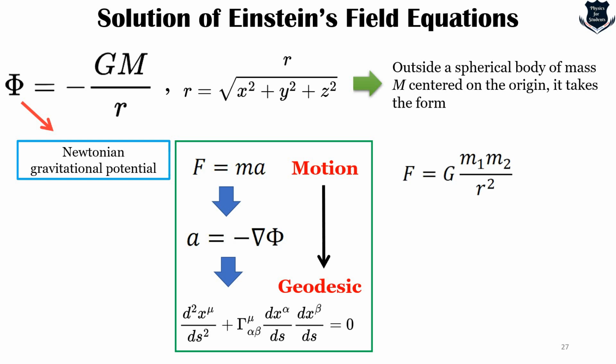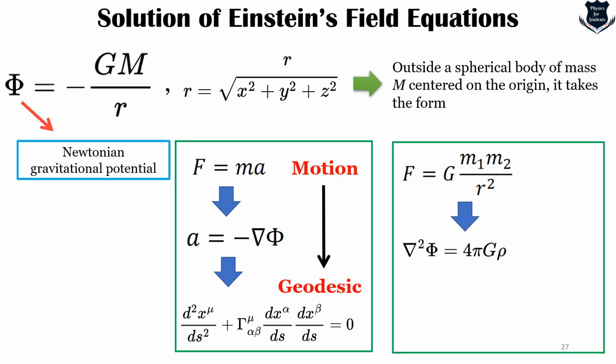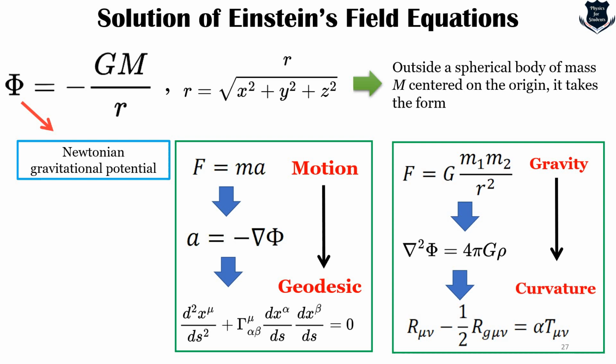And the famous F equals G m1 m2 upon r squared, which is the gravitational equation for gravity, gets reduced into 4 pi G rho, and which further gets reduced into R mu nu. This is just a short form. That means gravity now gets reduced into what we call curvature. So this is how we can use the field equations practically, how weak field gravitation leads to these metrics, and how finally we saw that motion and gravity classically get reduced to geodesic and curvature, which is basically the cornerstone of Einstein's field equation.